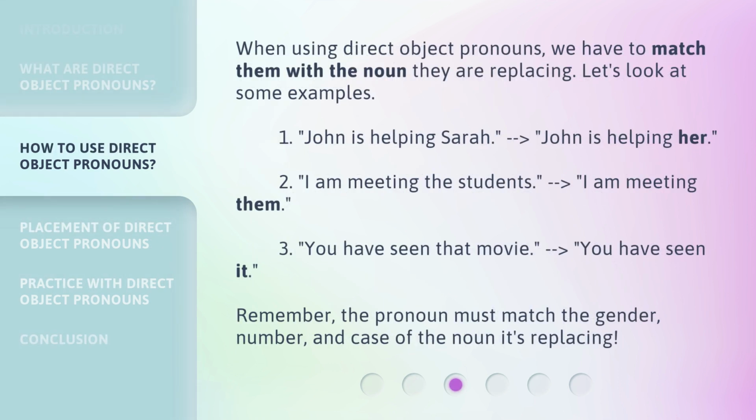When using direct object pronouns, we have to match them with the noun they are replacing. Let's look at some examples. 1. John is helping Sarah. John is helping her. 2. I am meeting the students. I am meeting them. 3. You have seen that movie. You have seen it. Remember, the pronoun must match the gender, number, and case of the noun it's replacing.